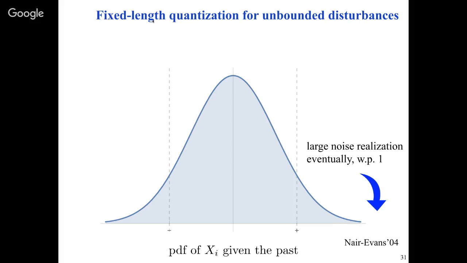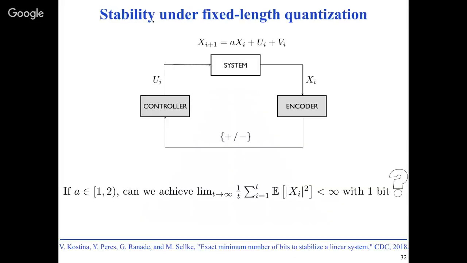So the situation is very different when we look at fixed rate quantization versus variable rate. And in this context, we asked this very simple question. For this scalar Gaussian system, if A is between 1 and 2, can we achieve any bounded mean square error with 1 bit? Nair and Evans said that if your quantizer is static, then you cannot do this. You cannot achieve any bounded distortion.